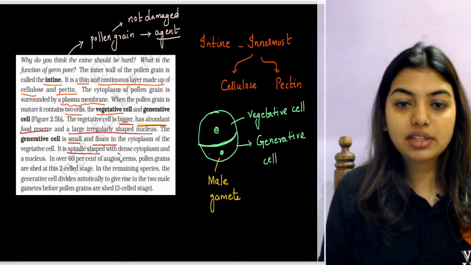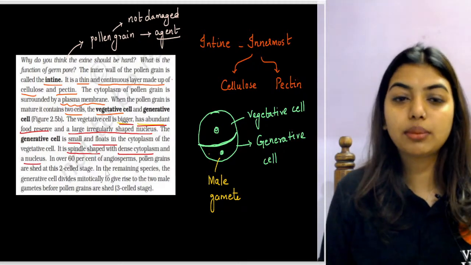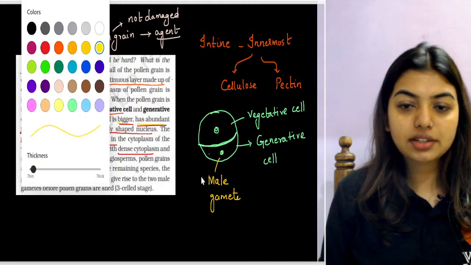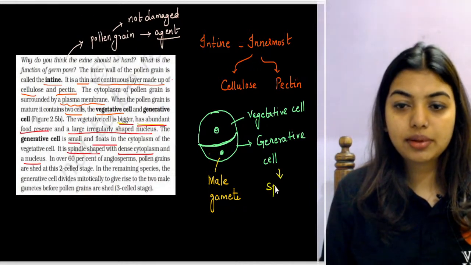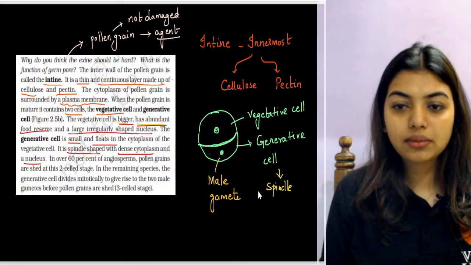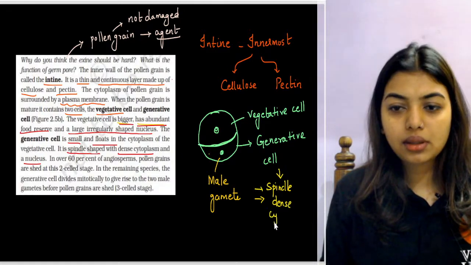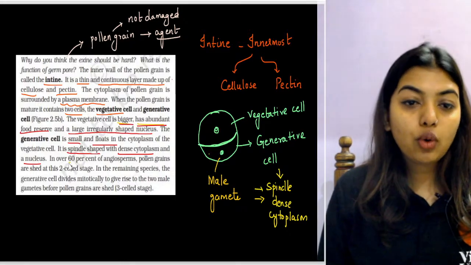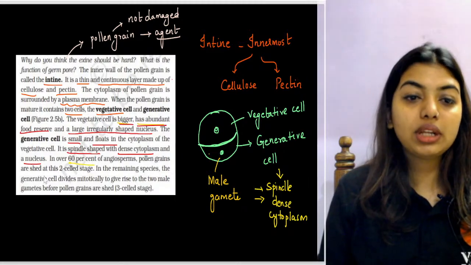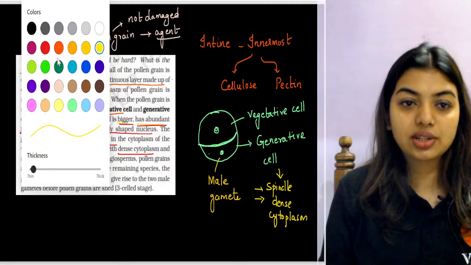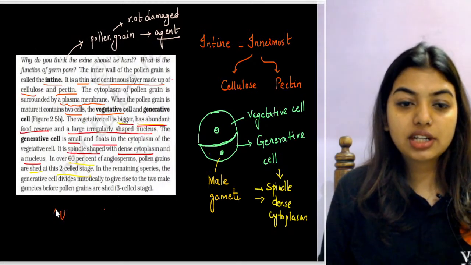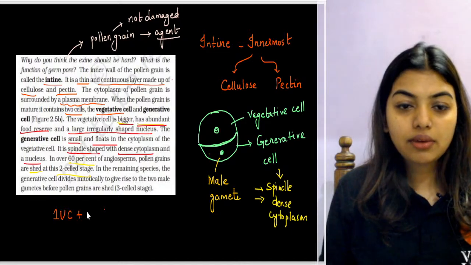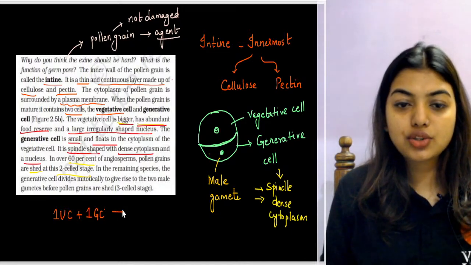It is spindle shaped with dense cytoplasm and a nucleus. This is what is spoken about your generative cell. Okay, that they are spindle shaped and dense cytoplasm. Now in over 60%, very important sentence, in over 60% of the angiosperm, pollen grains are shed at two-celled stage. What is two-celled stage? That is one vegetative cell, one generative cell. This is two-cell stage.